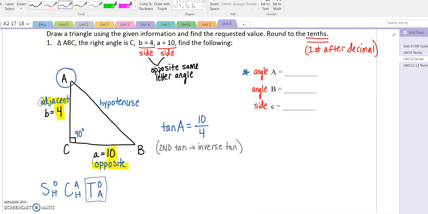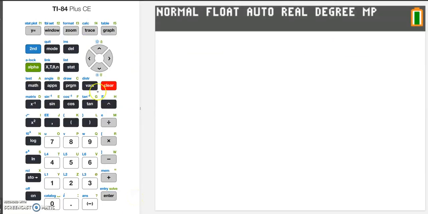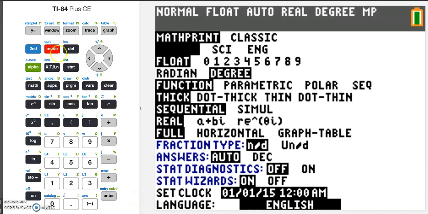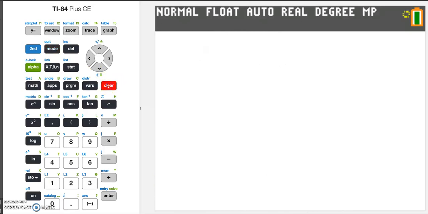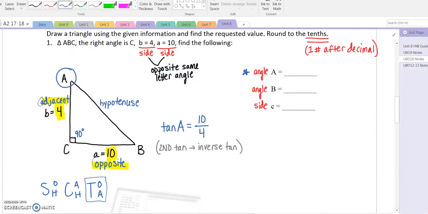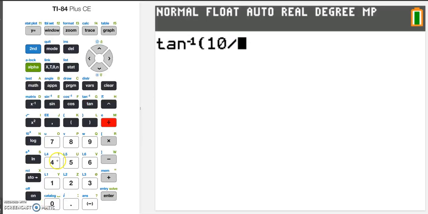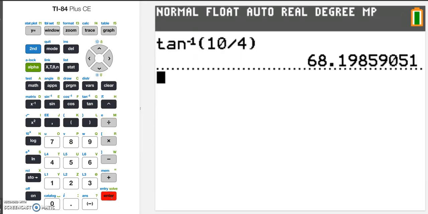So I'm going to go over to my calculator. Remember, make sure that your calculator's in the right mode. When I press this mode button, it should say degree right here. Otherwise it'll give us a wrong answer. And so I'm going to do second tangent. Look back over at my problem. That's 10 divided by 4. So second tangent of 10 divided by 4. So this is inverse. Remember that little negative one means inverse. So we're doing inverse tangent.